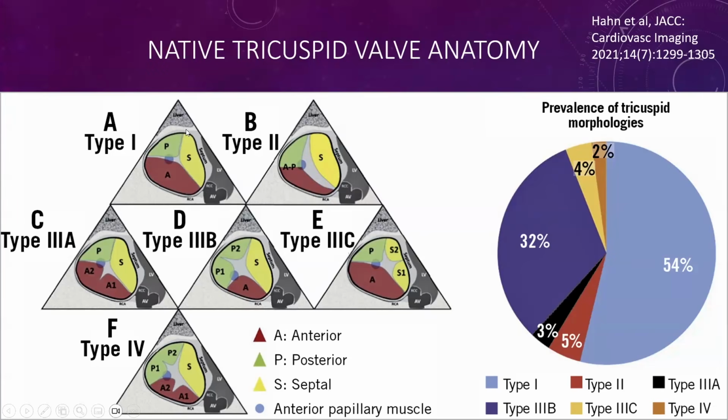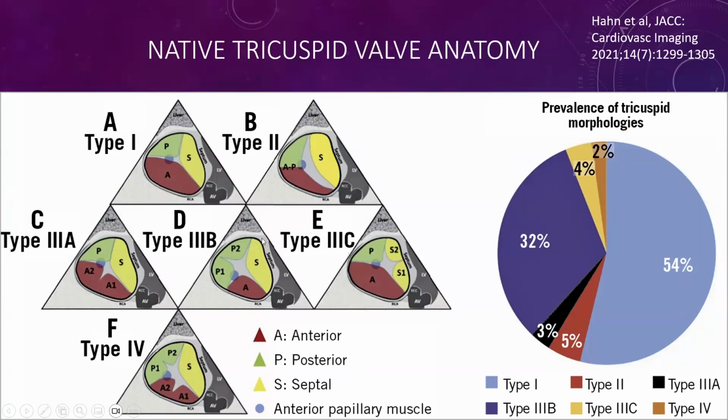So if they're attached to the interventricular septum, then they're called septal leaflets. And then from the anterior septal commissure over to the anterior papillary muscle, any leaflets that are there are considered anterior leaflets. It would be A1, A2. And anything posterior to the anterior papillary muscle and between that and the posterior septal commissure are considered posterior leaflets.